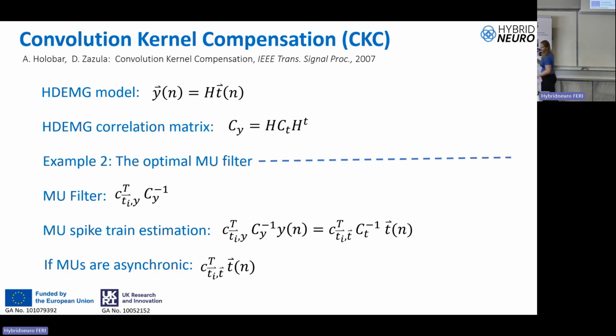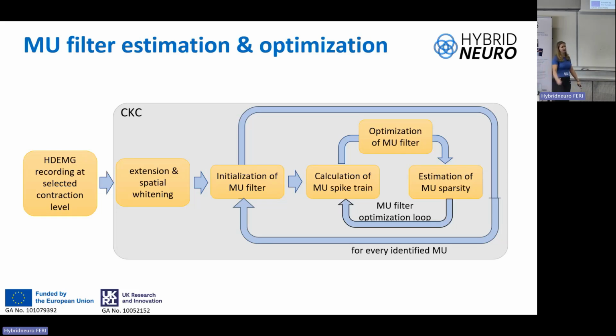So then we need to do the optimal motor unit filter, and we do it with the cross-correlation coefficient between the pulse train at index I and all the pulse trains. And here we have a vector. For us to be able to do that calculation of the cross-correlation coefficient, we need to know the pulse train at the index I. And that is only possible if we estimate the motor unit filter iteratively.